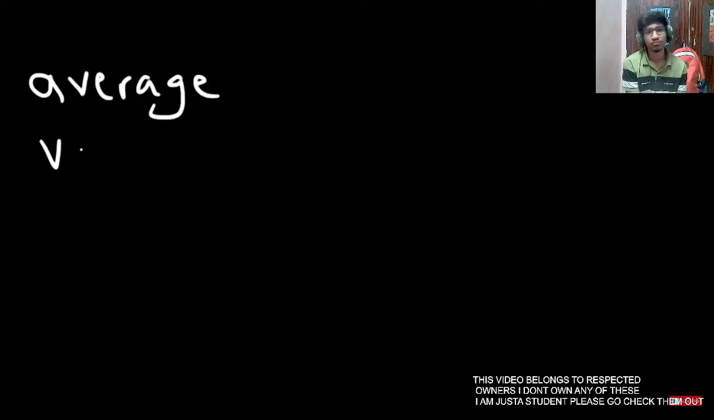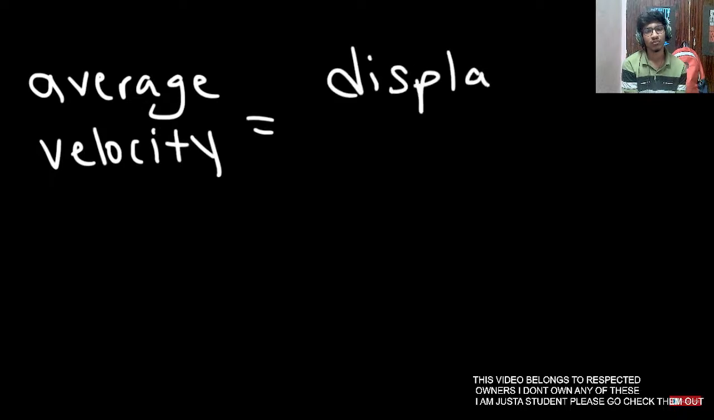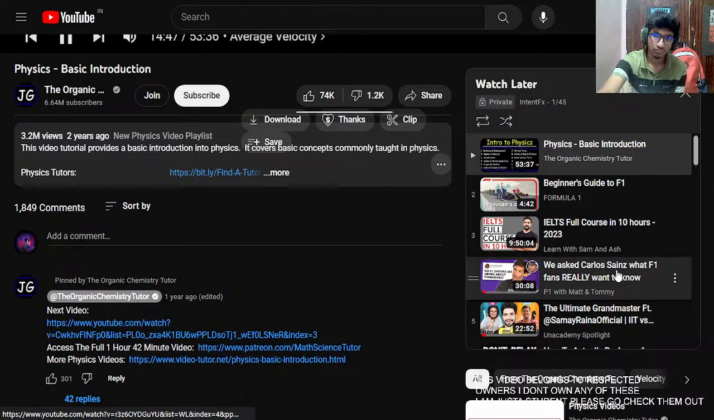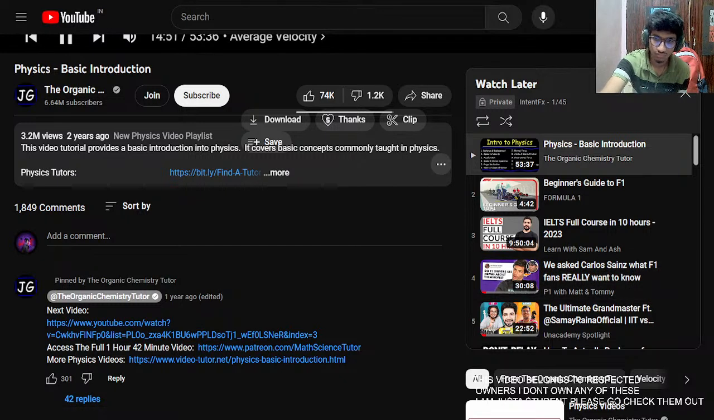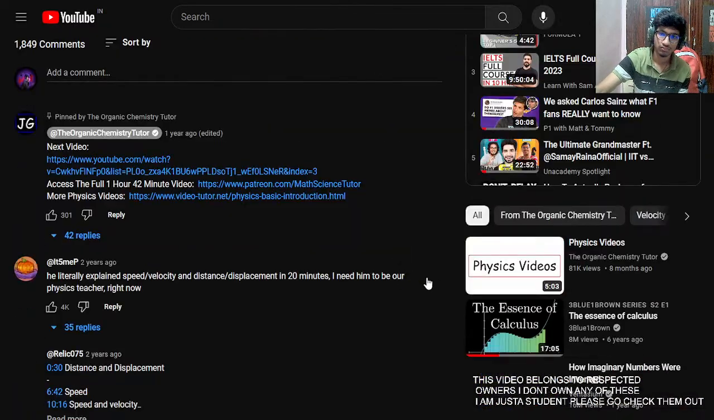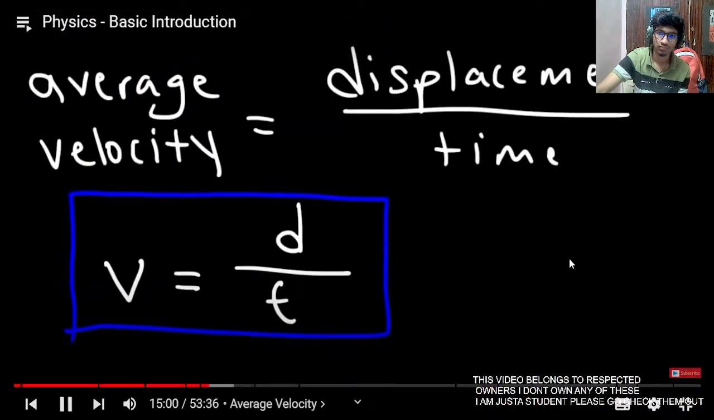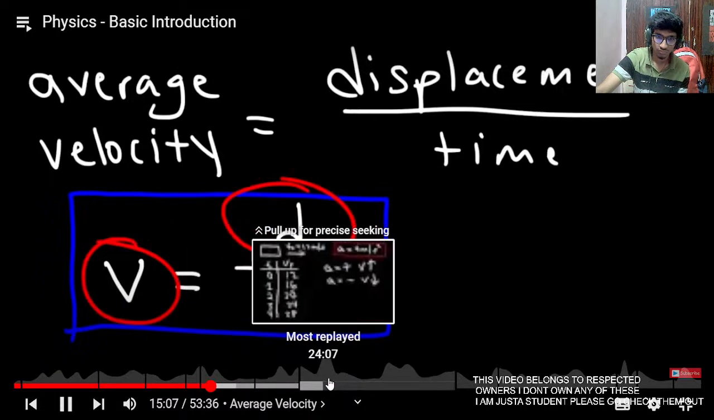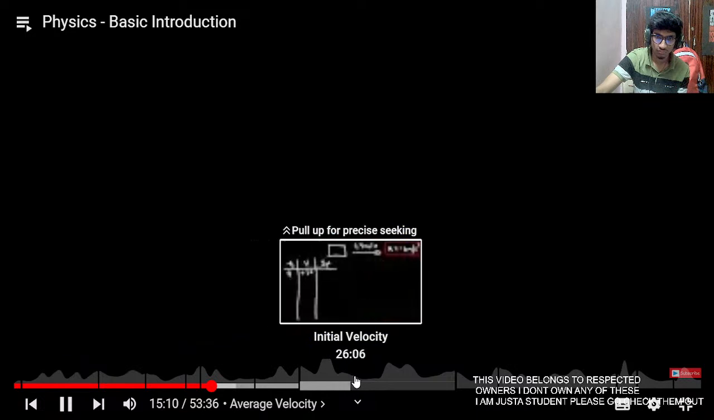Now what about average velocity? Let's say we wish to calculate average velocity, how can we do so? Average velocity is equal to displacement divided by the total time. So in this case, the formula looks the same. Average velocity can be represented by v, displacement can be represented by d, and the time is t. So the formula looks identical, but the meaning is different. So keep this in mind. Velocity is associated with displacement. Speed is associated with distance.